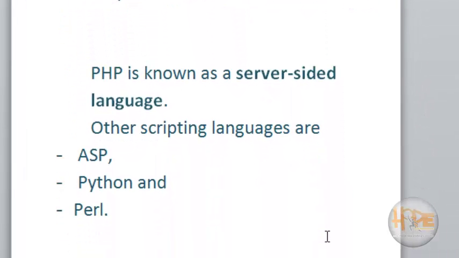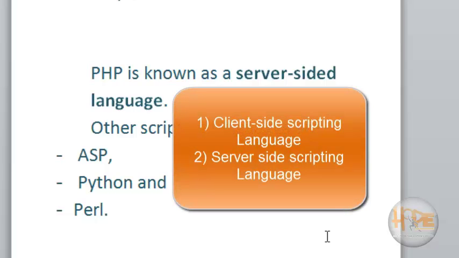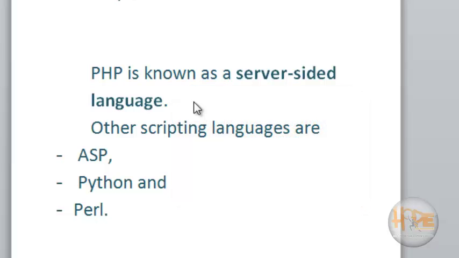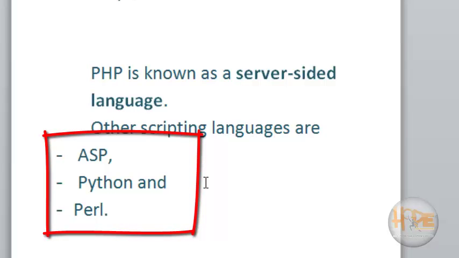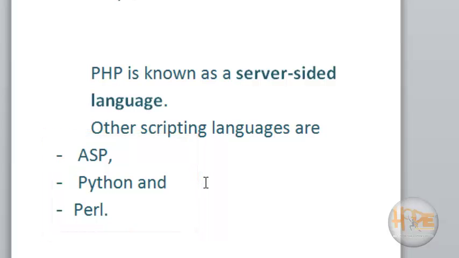PHP is known as a server-side scripting language. There are mainly two types of scripting language: server-side scripting language and client-side scripting language. Client-side scripting language is run on the client machine, whereas server-side scripting language runs on the server. ASP.NET, Python, and Perl are examples of server-side scripting languages, and HTML, JavaScript are examples of client-side scripting language.